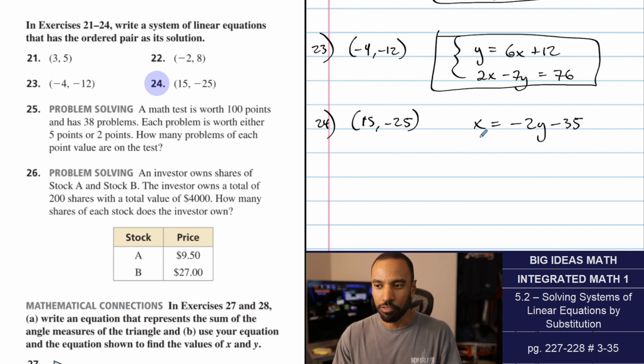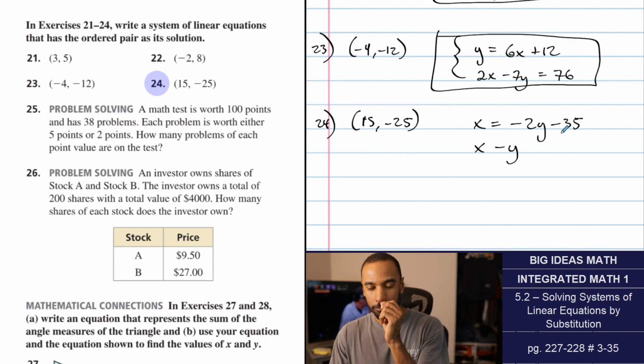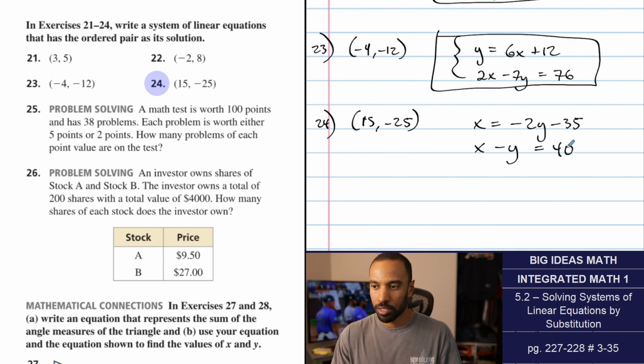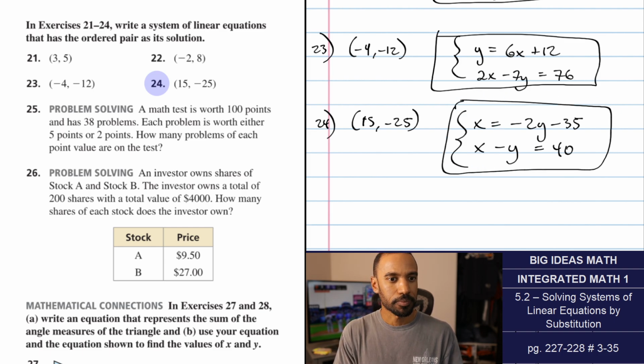And then let's go standard form on this one. Let's go x, I don't know, just x minus y. How about that? 15 minus -25 is 40. So boom. Okay. All right. Those are different.